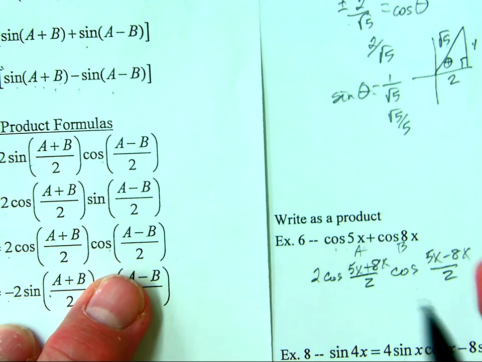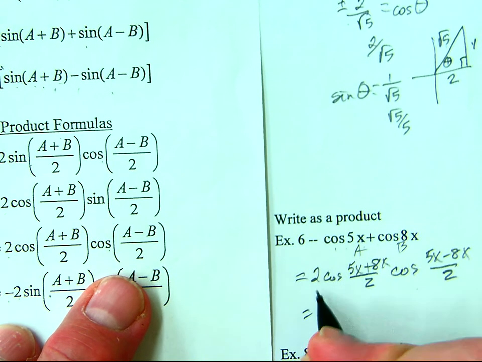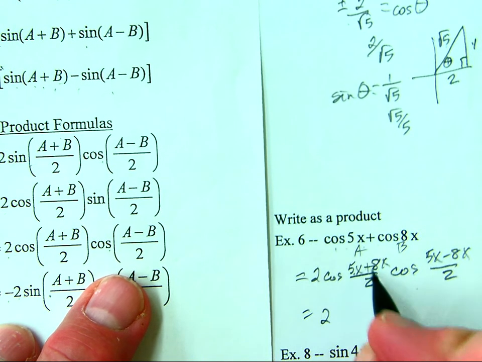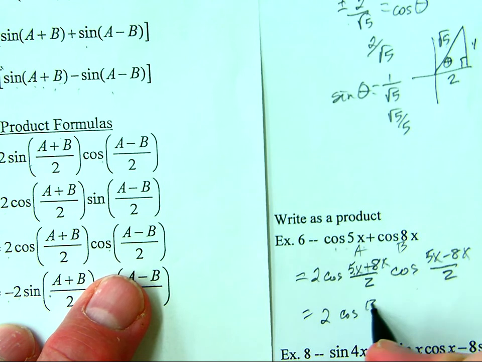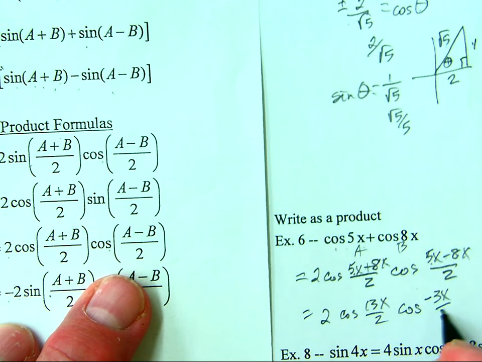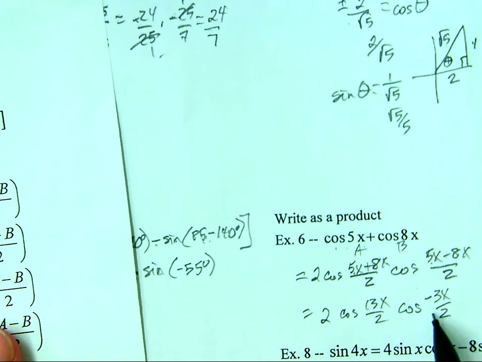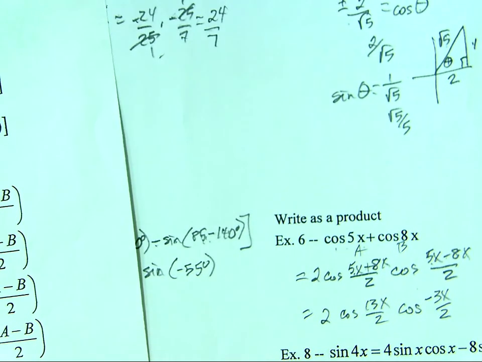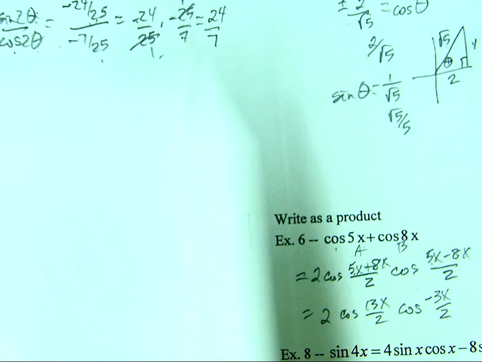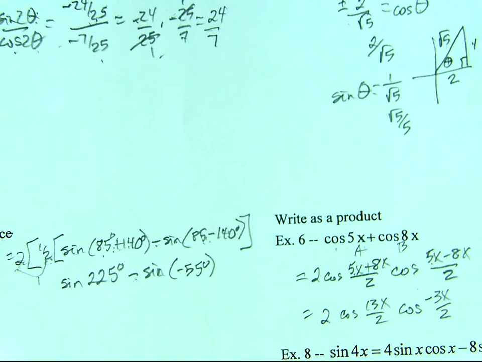We can simplify just a little bit. We leave the 2. Here, 5x plus 8x is 13x over 2. Here, 5x minus 8x is a negative 3x over 2. We changed it to a product now. And that's it, we're done. Okay? Now, a couple of verify problems.